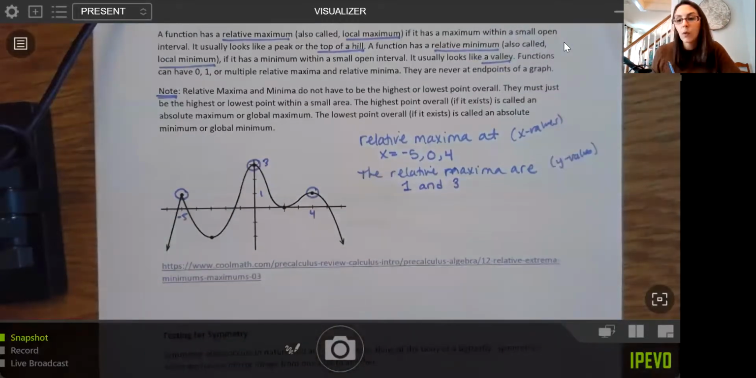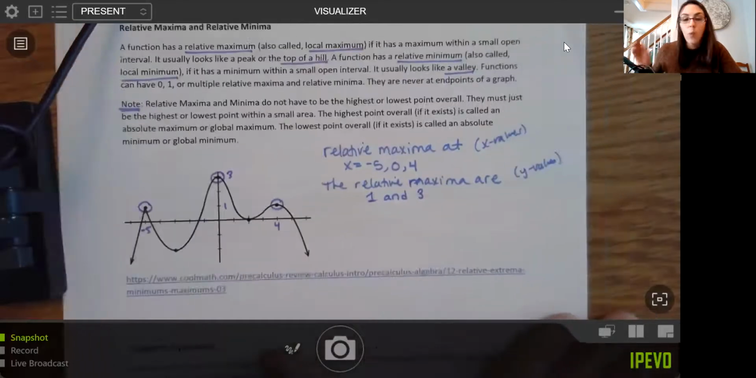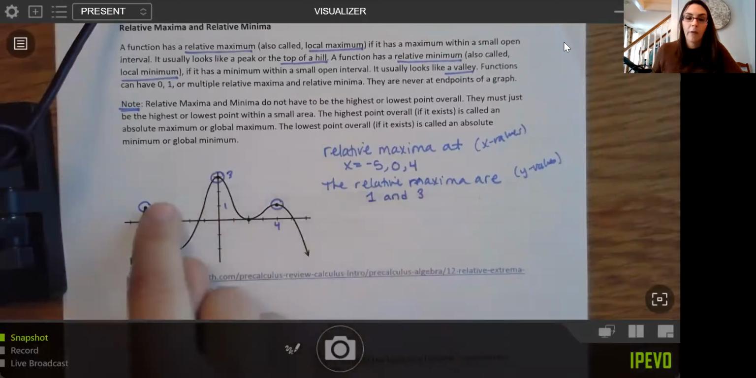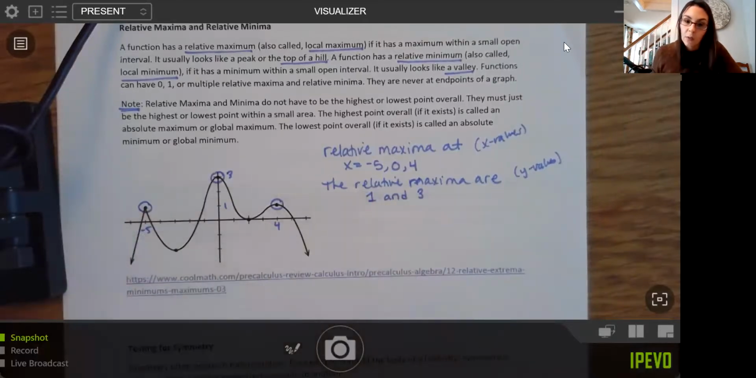So you just want to be careful on the wording. Are they asking you where the maxima occur? So at where the x values are, or usually they just want the value. The relative maxima are 1 and 3, meaning like what are those peak values for the y? So you just want to be careful with the wording.